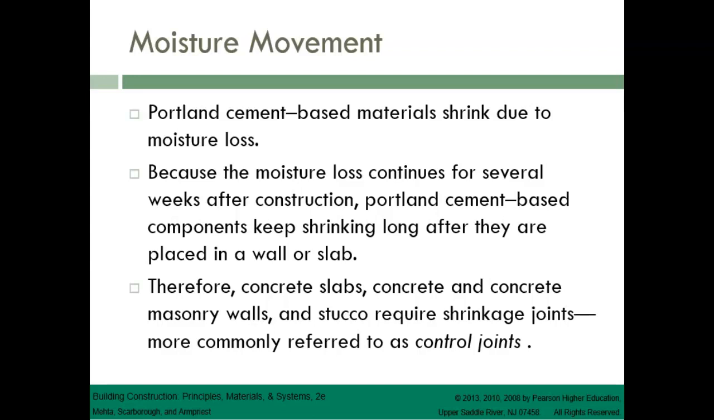Materials such as steel, copper, aluminum are dimensionally stable with respect to moisture. However, wet materials such as Portland cement shrink due to moisture loss. Because the moisture loss continues for several weeks after construction, Portland cement-based components keep shrinking long after they are placed in a wall or a slab. Therefore, concrete slabs, concrete and concrete masonry walls, and stucco require shrinkage joints, more commonly referred to as control joints.